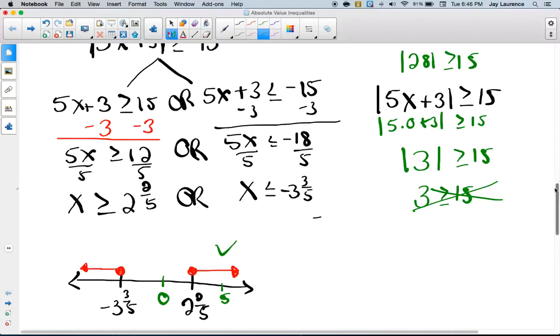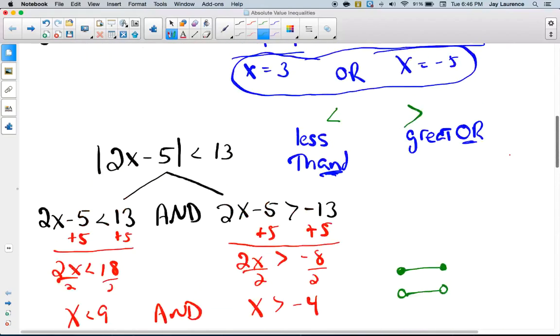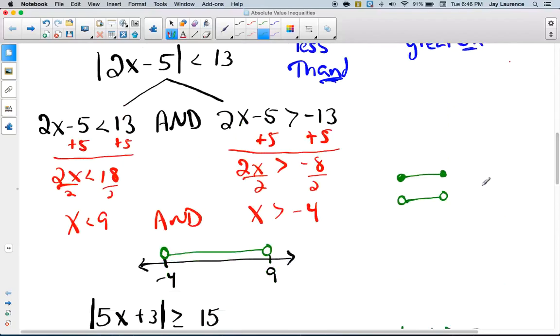Okay, if we want to scroll back up and look at the previous one, the problem said the absolute value of 2x minus 5 has to be less than 13 to be in our solution set. Any number I pick in the middle there better give me a true statement. Any number outside this shaded area will give me a false statement. Let's plug in 0 because it's right in the middle there.